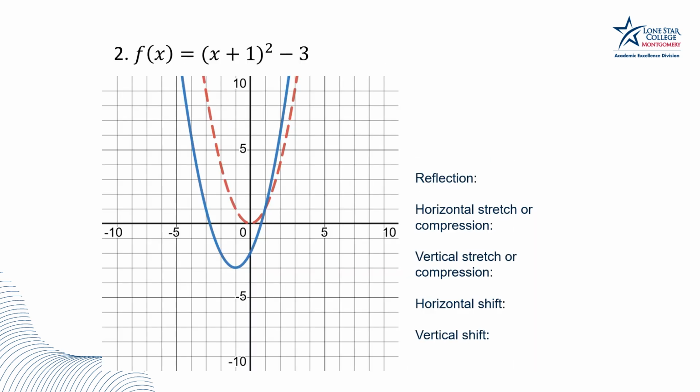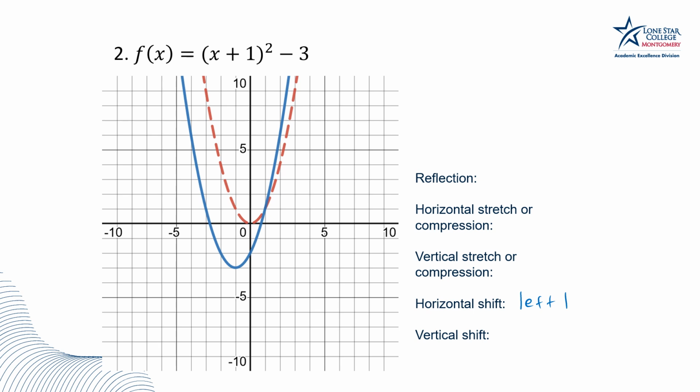For this example, we have f of x equals x plus 1 squared minus 3. Just like the last question, because that plus 1 is on the inside with the x, it's considered a horizontal shift. And because it's plus 1, it's actually going to the left 1. So horizontal shift here is left 1. Now the vertical shift is that minus 3, because if you have some value on the outside of the x, it's considered a vertical shift.